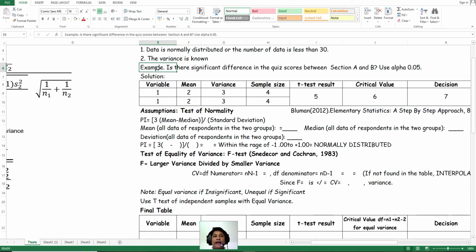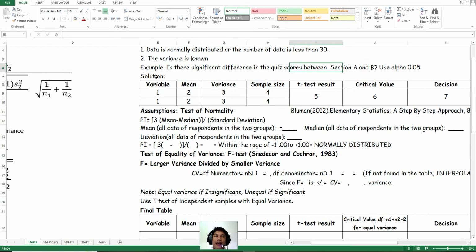This is an example problem that will be reflected in your research problem if ever you are analyzing your data. Example: is there a significant difference in the quiz scores between section A and section B? You are going to use an alpha level of 0.05. So the analysis goes like this: whether sections A and B have the same quiz scores, or section A is higher than section B. So we need to know statistically.